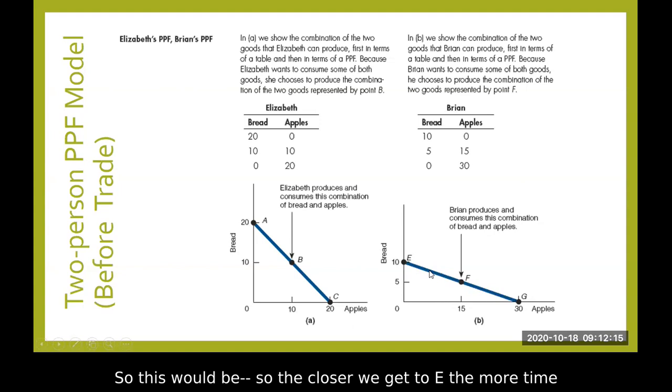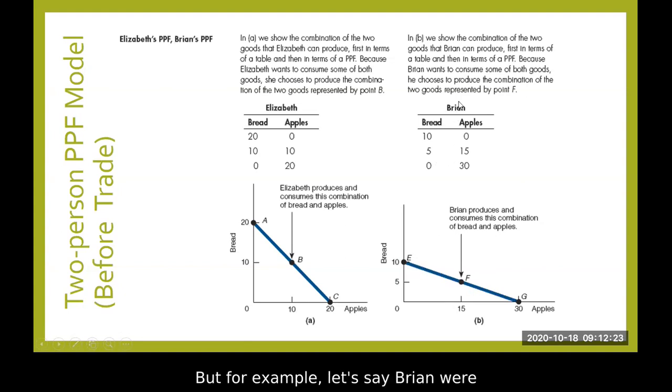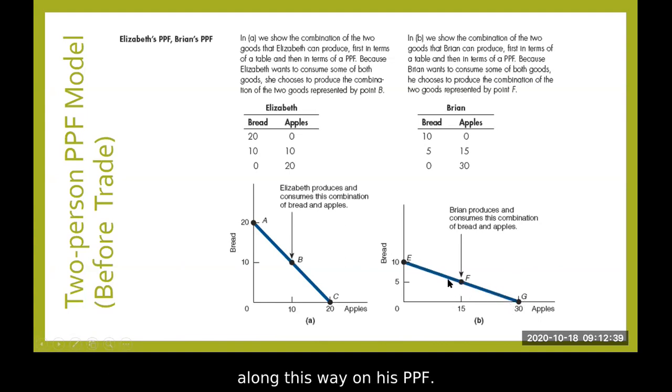So the closer we get to E, the more time we're spending baking bread and the less time growing apples. But for example, let's say Brian were to spend 6 hours in the day baking bread and then 2 hours growing apples. So then he would be somewhere closer to E over here rather than F. So the more time he's spending baking bread, he's just moving along this way on his PPF.